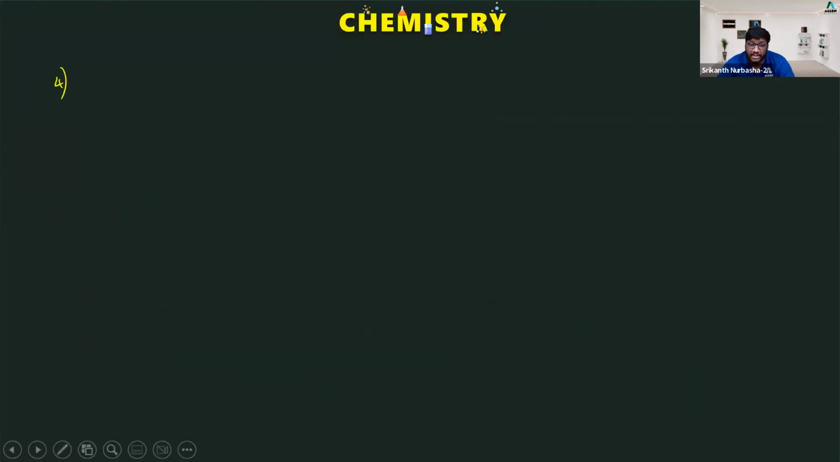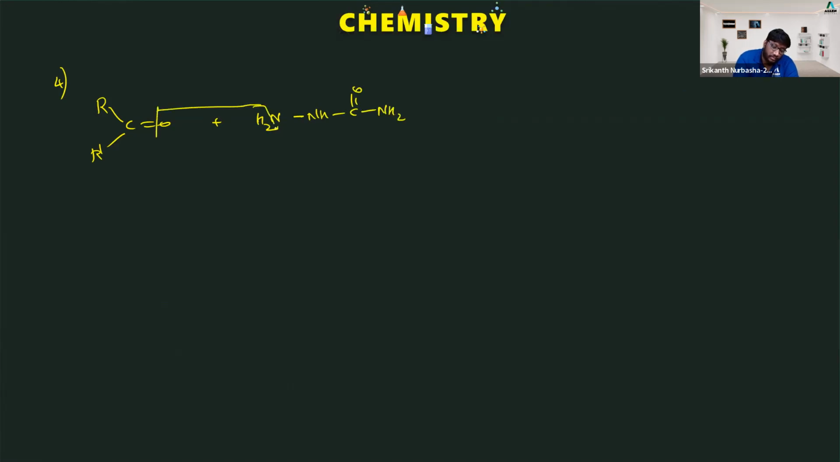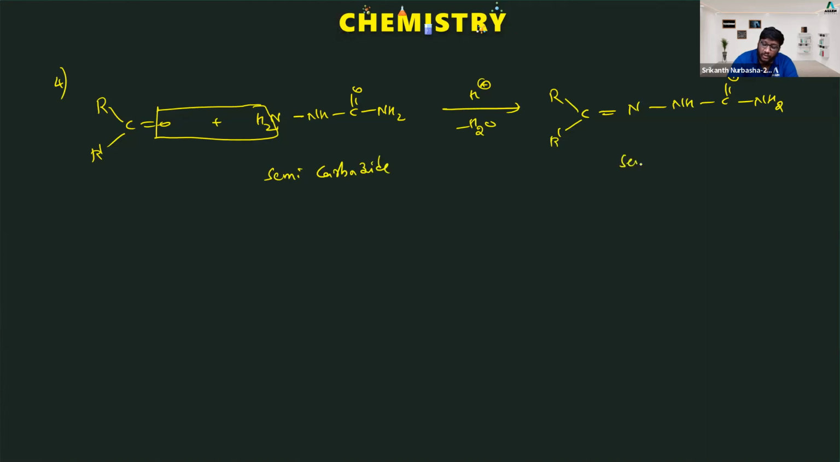We can also do the reaction with semicarbazide. If you remember semicarbazide, what is that? R, C double bond O, R dash, with NH2, NH, C double bond O, NH2. Again, same reaction: loss of water. We have to do this reaction in the acid medium. We will generate R, C, R dash, C double bond N, NH, C double bond O, NH2. This is nothing but semicarbazide, and the product is semicarbazone.